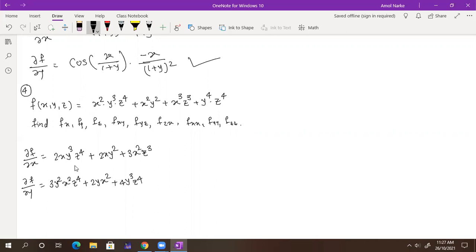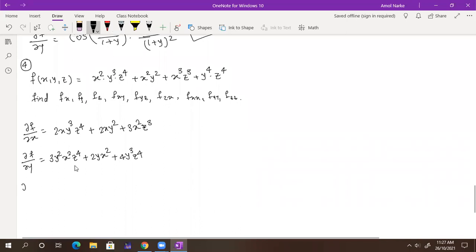And lastly, the partial derivative of f with respect to z. Here we have the z term, so 4z³x² remains as it is and y³ remains as it is. Here we don't have z, so it becomes 0. Here we have z, so 3z² into x³.